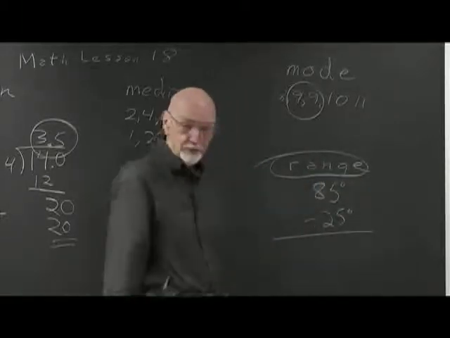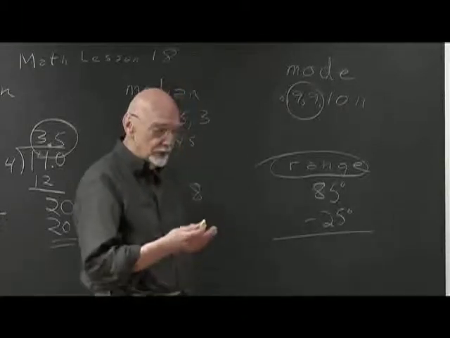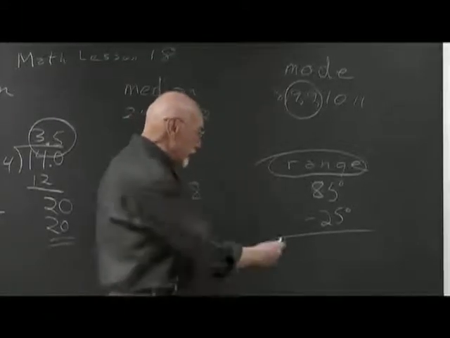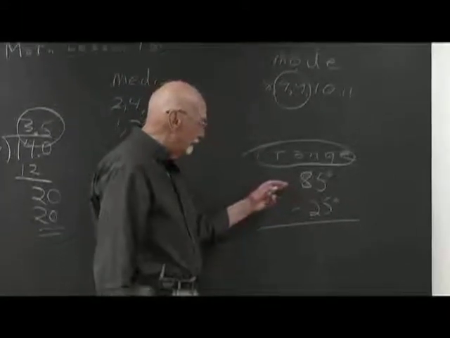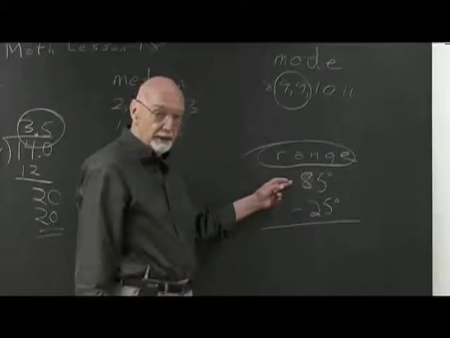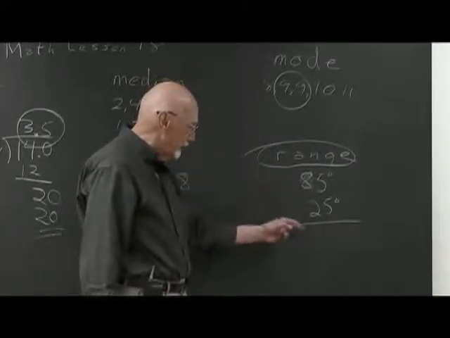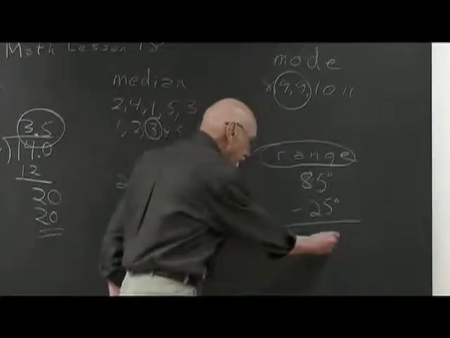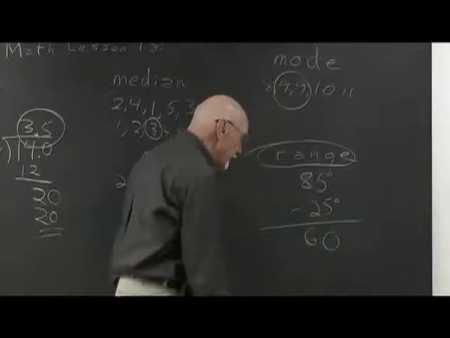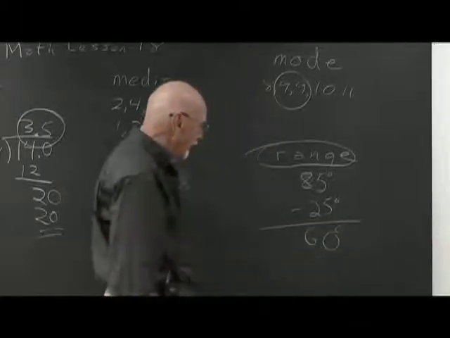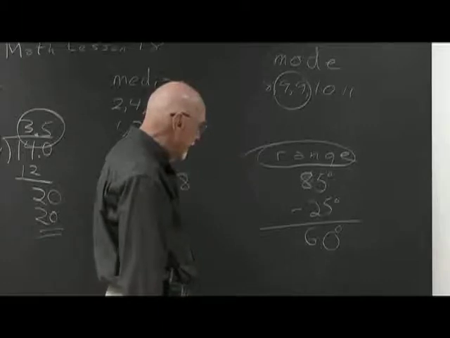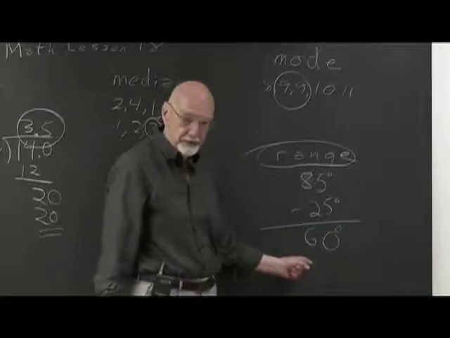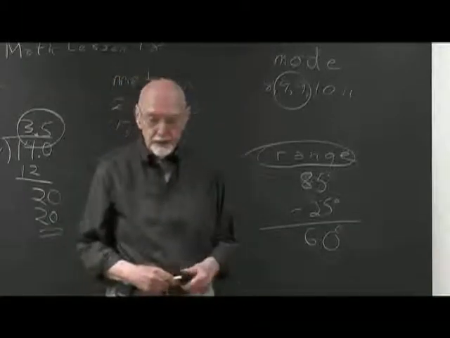Range is always a subtraction problem. You subtract the little one from the big one, and in this case, we'll say it was 85 degrees one day, and another day you compare it to, it was 25 degrees, so it's always subtraction. The range between the 25 degree day and the 85 degree day is 60 degrees, a range of 60 degrees. Very simple.